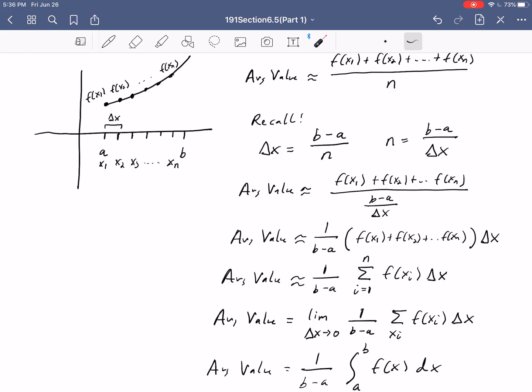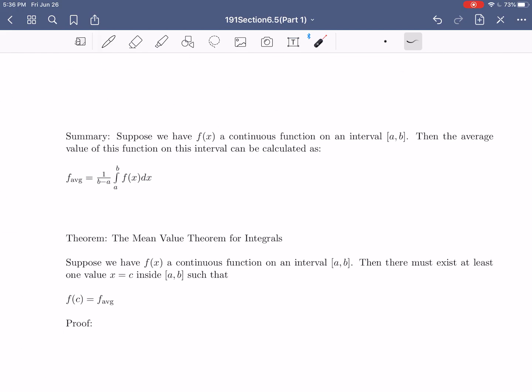Since this derivation was a little messy as we went along, let's go ahead and summarize what we've just derived here. For this summary, we're saying suppose we have a function f of x, which is a continuous function, which just guarantees that you can actually integrate it on an interval a to b. Then the average value of this function on this interval can be calculated as f sub average is equal to 1 over b minus a times the integral from a to b of f of x dx. So there we go. That summarizes the formula we developed on the previous slide.